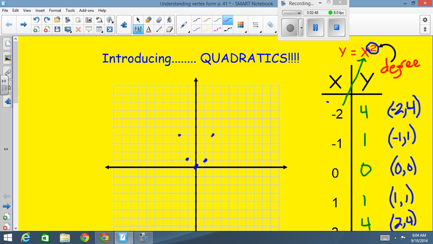If I went a step further and did negative 3 squared is 9, that would give me the point negative 3, 9. So to the left 3 and up 9 puts me up here. And I also know that 3, 9 would be the same on this side. So these parabolas for quadratics are always symmetrical. They're the same on one side as they are on the other.